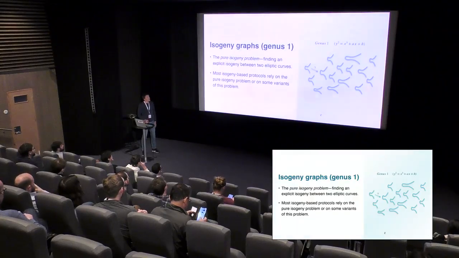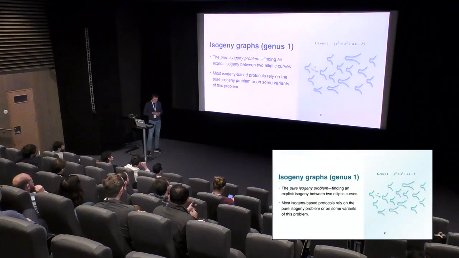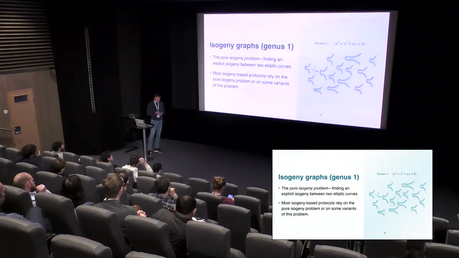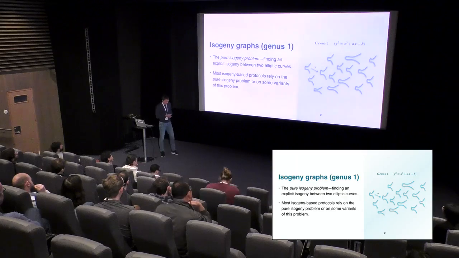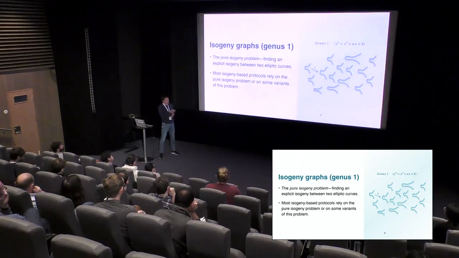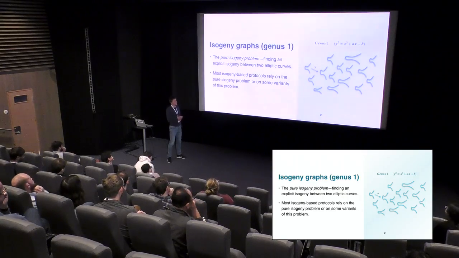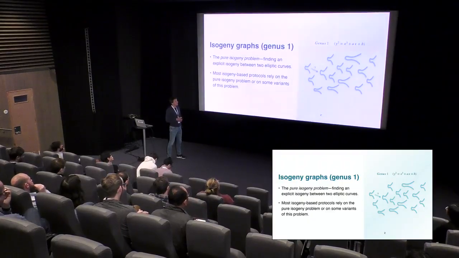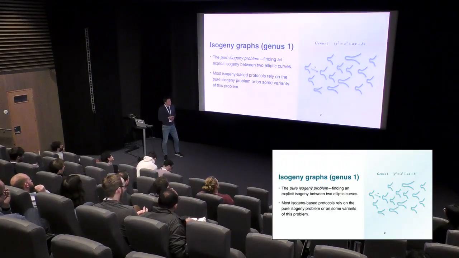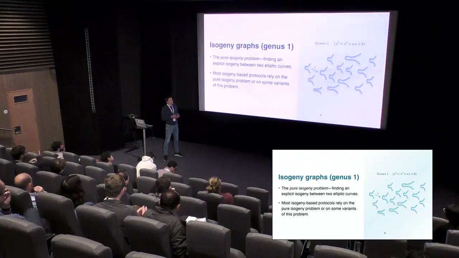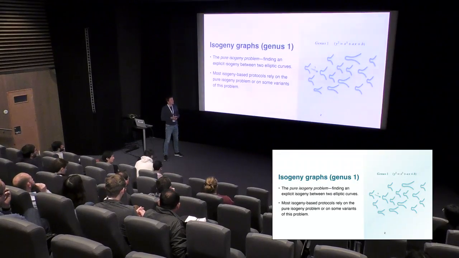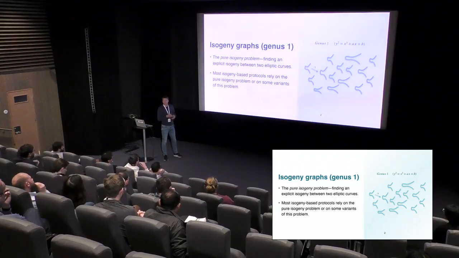Most of the isogeny-based cryptography is based on the problem that given two elliptic curves, it's difficult to find an explicit isogeny between these two given elliptic curves. But in the last years, especially after the Castryck-Decru attack, there was a major shift towards higher dimensions.